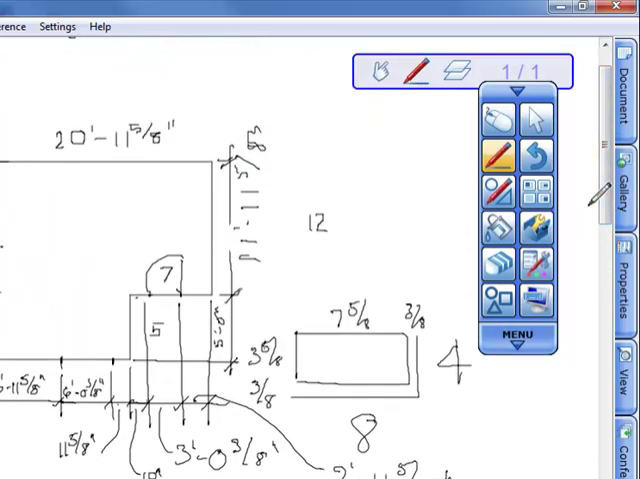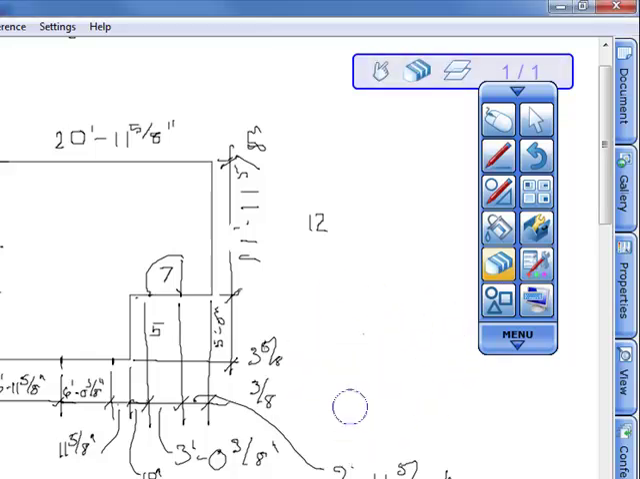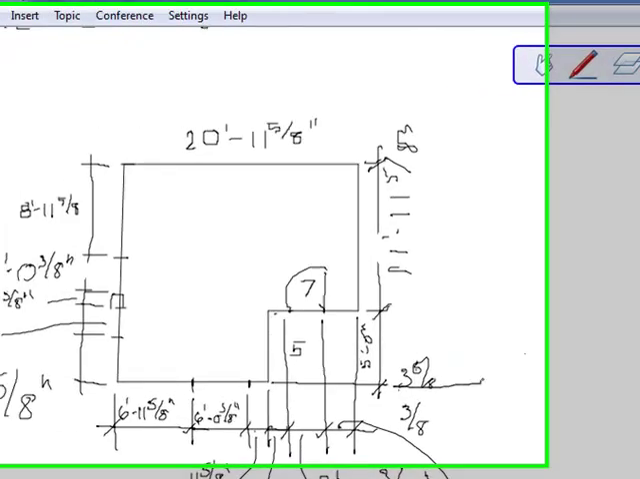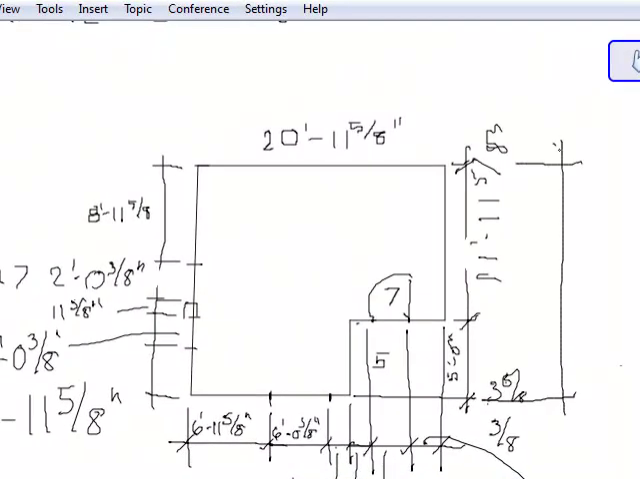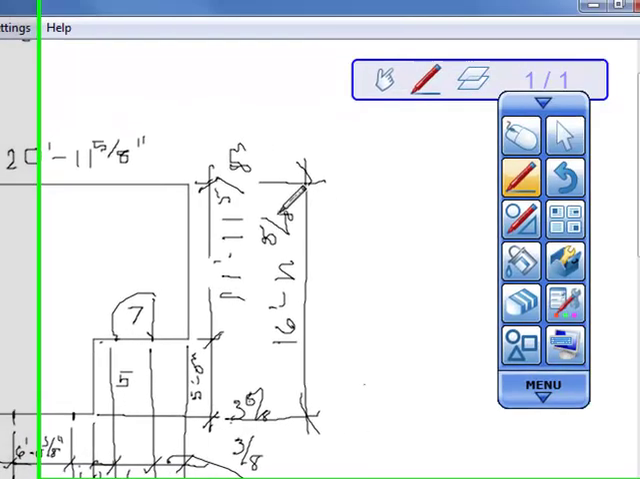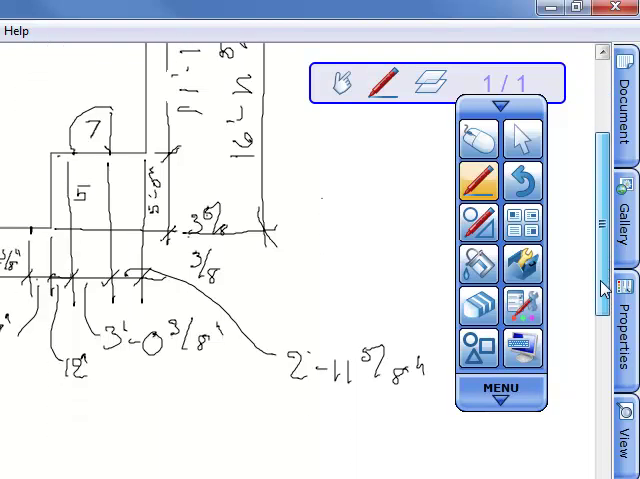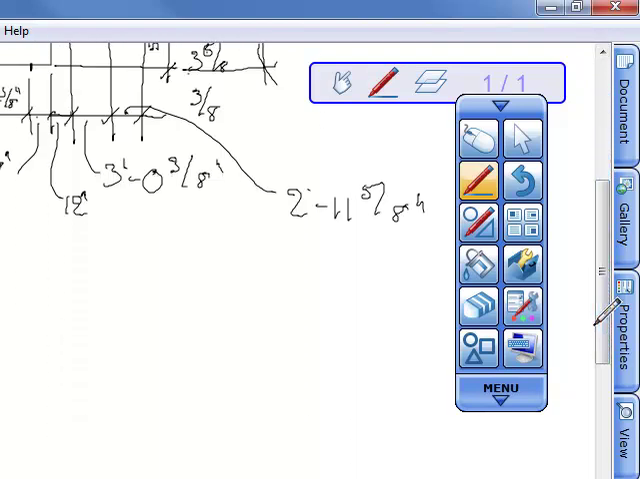So the overall dimension by that room, if you continued that out, it would be the 16 foot, 11 and 5/8. Does that make sense? So then if you want to add this string on the bottom together to see if we get the 20 foot, 11 and 5/8, you can do that.